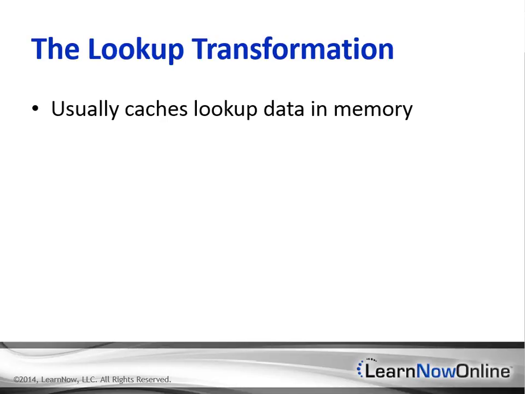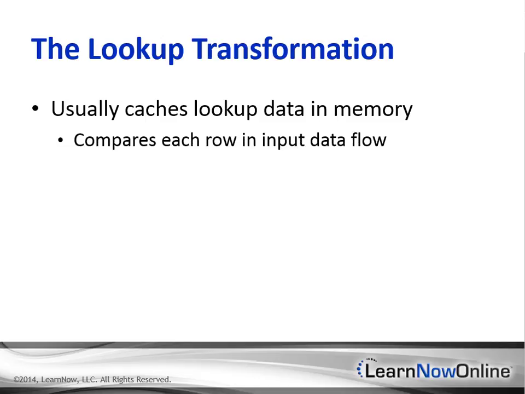The way the lookup transformation works is that it usually caches the lookup data set in memory and then compares each row from the input pipeline against that cached lookup data. Although the end result is the same, using the join in T-SQL is set-based, whereas the lookup transformation works row by row as the data streams in from the data flow pipeline.